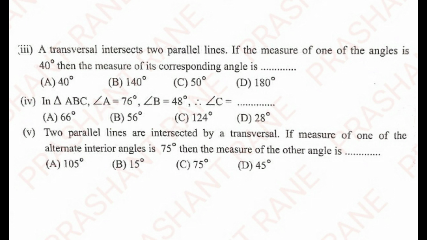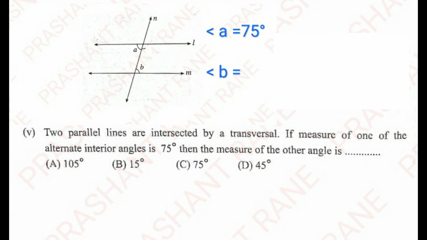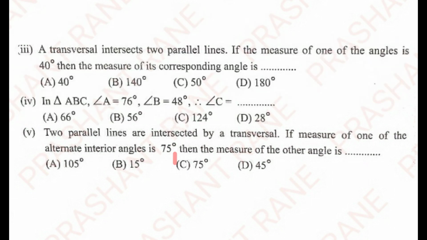Question 5. Two parallel lines are intersected by a transversal. If the measure of one of the alternate interior angles is 75 degrees, then the measure of the other angle is. We know that if lines are parallel, alternate angles are congruent. Therefore, if one of the angles is 75 degrees, definitely the other alternate angle is also 75 degrees. Therefore, the correct answer is option C, 75 degrees.